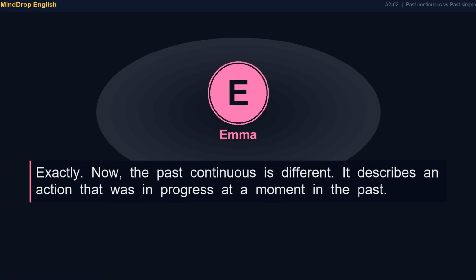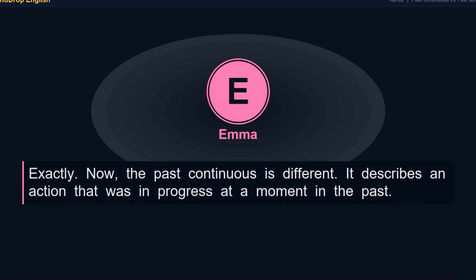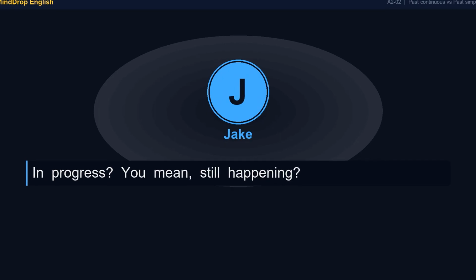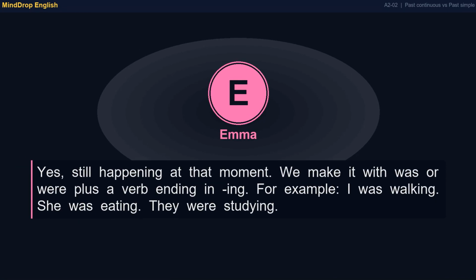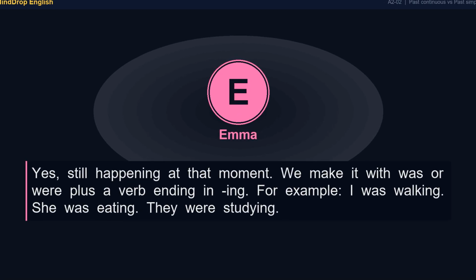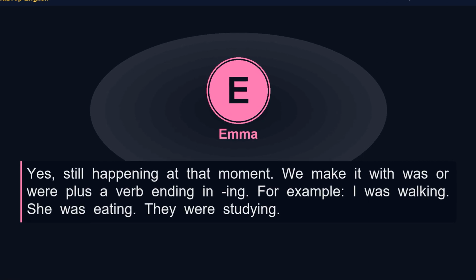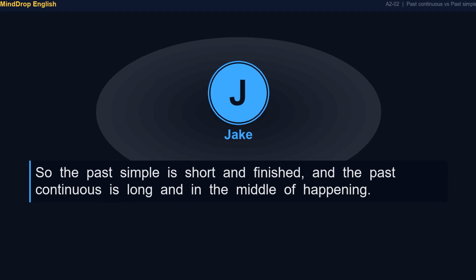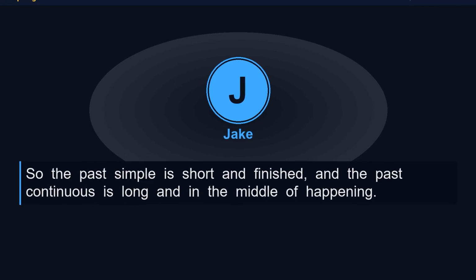Now, the past continuous is different. It describes an action that was in progress at a moment in the past. In progress? You mean, still happening? Yes, still happening at that moment. We make it with was or were plus a verb ending in ing. For example, I was walking. She was eating. They were studying. So the past simple is short and finished, and the past continuous is long and in the middle of happening.